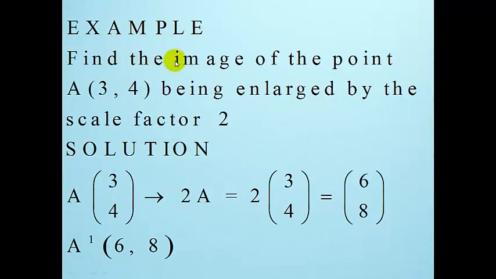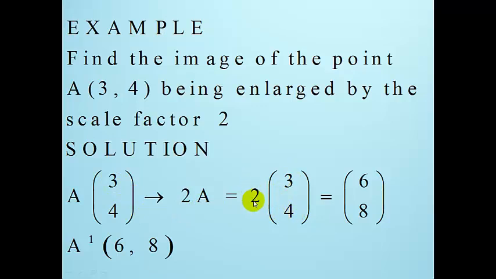Example: find the image of the point A (3, 4) being enlarged by the scale factor 2. So the point is (3, 4) and it is being enlarged by the scale factor 2. Now let's look at how to find the image. Given the point A (3, 4), the scale factor is 2. To find the image, we multiply the scale factor by the point. That is 2A, and A' is equal to 2 times (3, 4), because the coordinate of A is (3, 4).